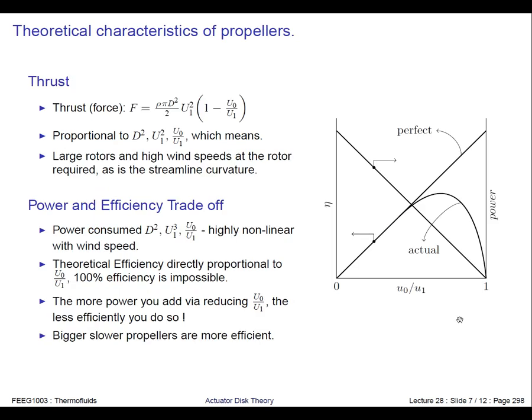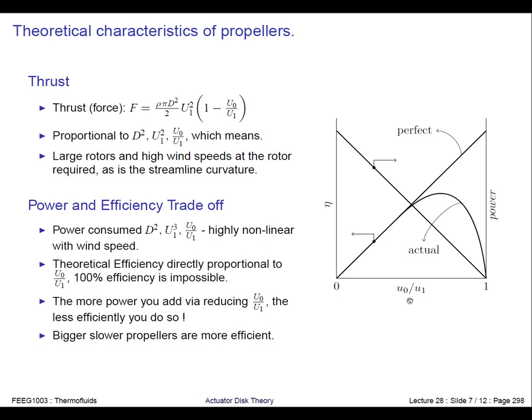So this gives us quite an interesting relationship between power and efficiency. We've got this graph here, with efficiency on the y-axis on this side. This curve, this arrow, is the efficiency curve, and this curve is the power curve. Going to the right-hand side is the ratio between the free stream velocity and the velocity at the propeller.